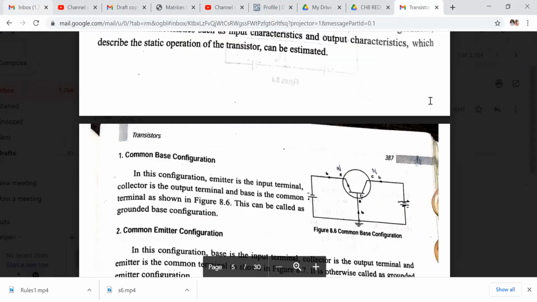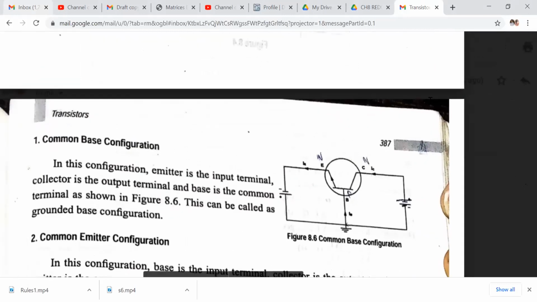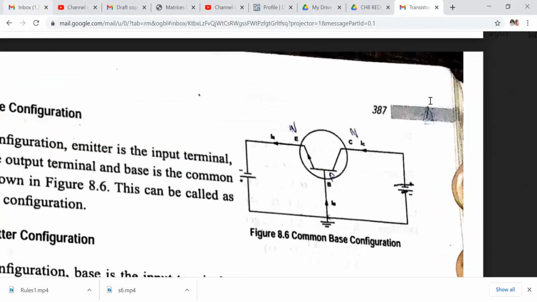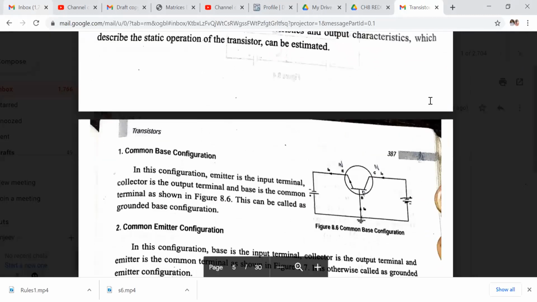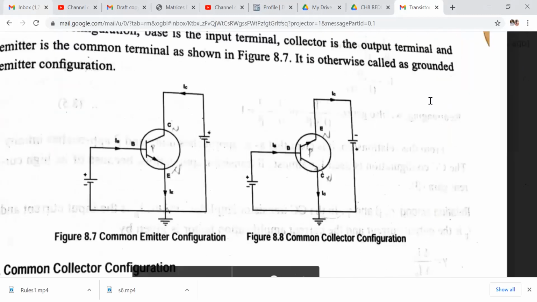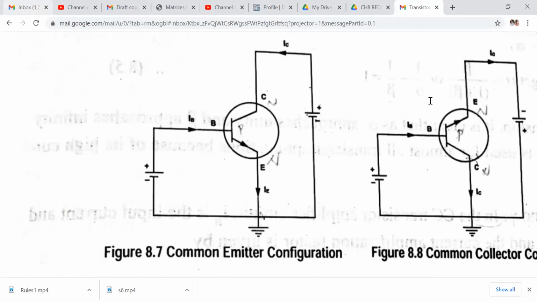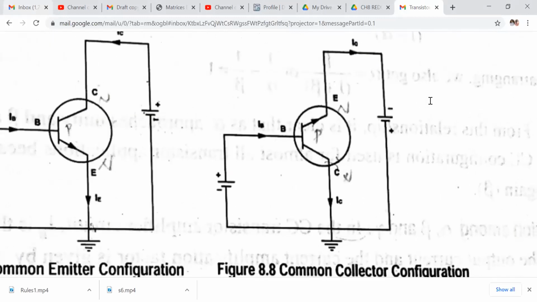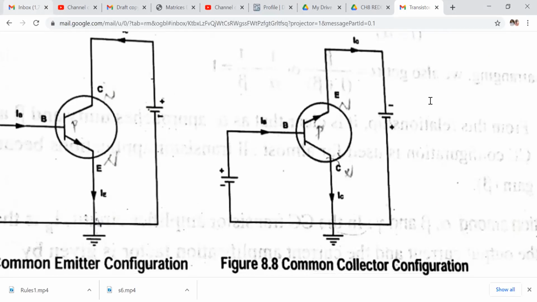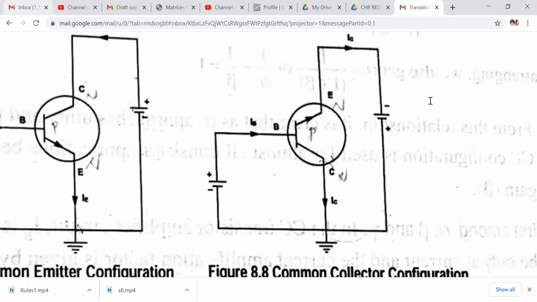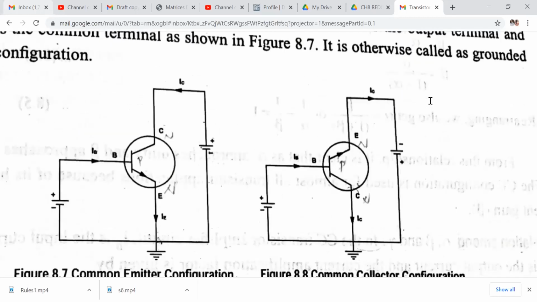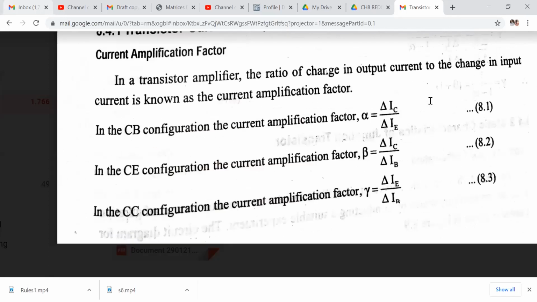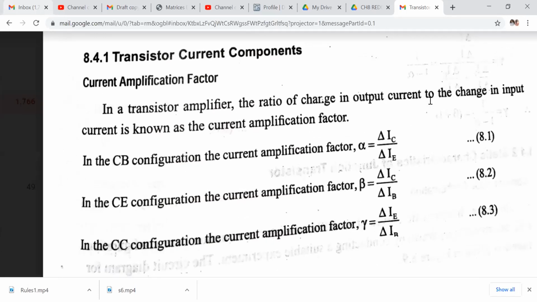If it is a common base configuration, which terminal is grounded here? Base. Very good. Now in the common emitter configuration, which is grounded here? Emitter. And in the common collector configuration, which is grounded? Collector, right? Yes, collector is grounded. Very good. Now coming to this, if it is a common base.